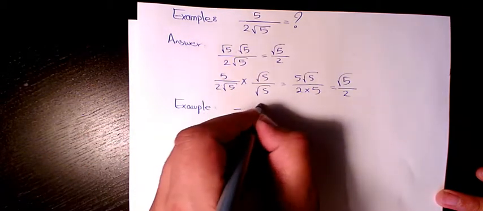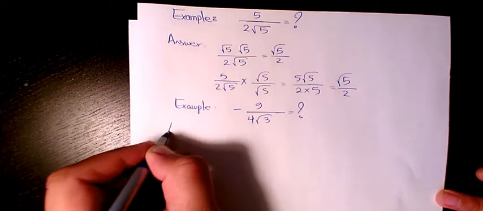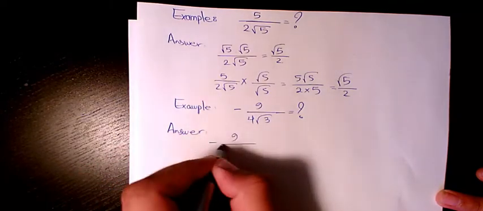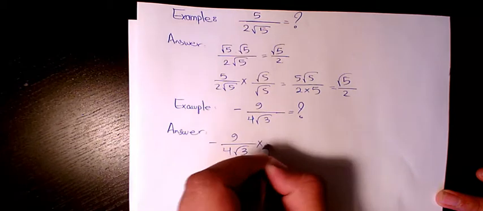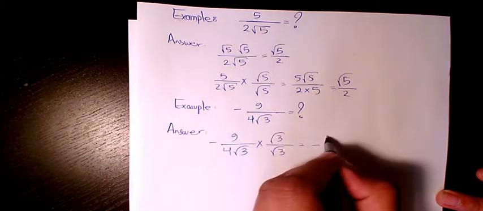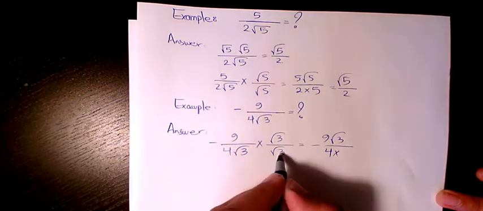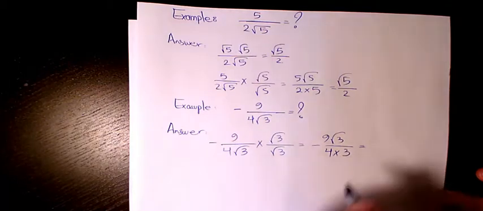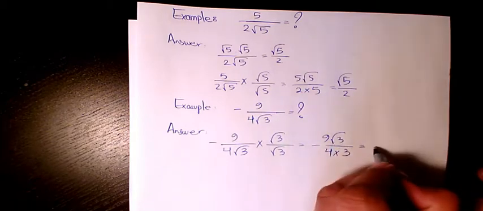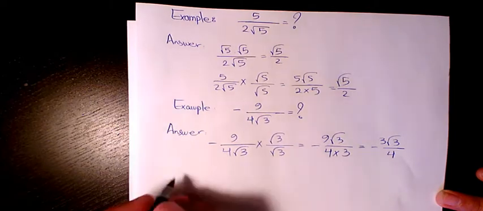Next example is negative 9 over 4 root 3. Answer is negative 9 over 4 root 3 multiplied by root 3 over root 3, which is going to be negative 9 root 3 over 4 times root 3 times root 3, which is going to be just 3. And 9 and 3 cancel out and will end up being only 3. So negative 3 root 3 divided by 4.